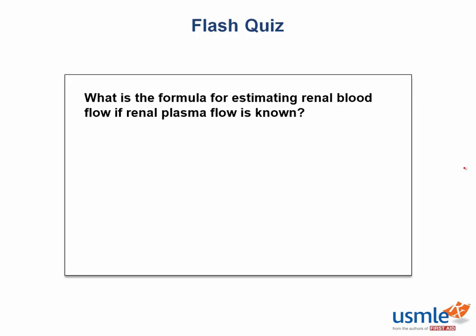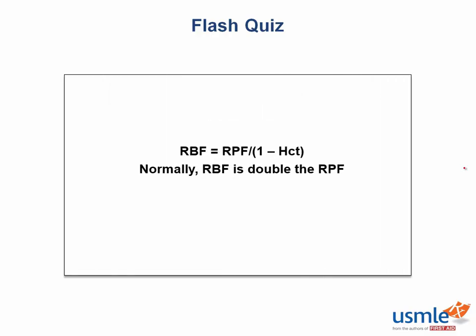Alright, time for a flash quiz. What's the formula for estimating renal blood flow if renal plasma flow is known? Answer: renal blood flow equals renal plasma flow divided by 1 minus hematocrit. Recall that the 1 minus hematocrit in this case equals the plasma volume. Normally, renal blood flow is about double the RPF.